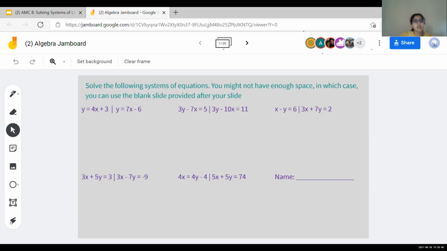So far, I see one person has started, and a couple people have written their names on their slides. So again, please make sure you open up the Jamboard and you are actually trying to do it.